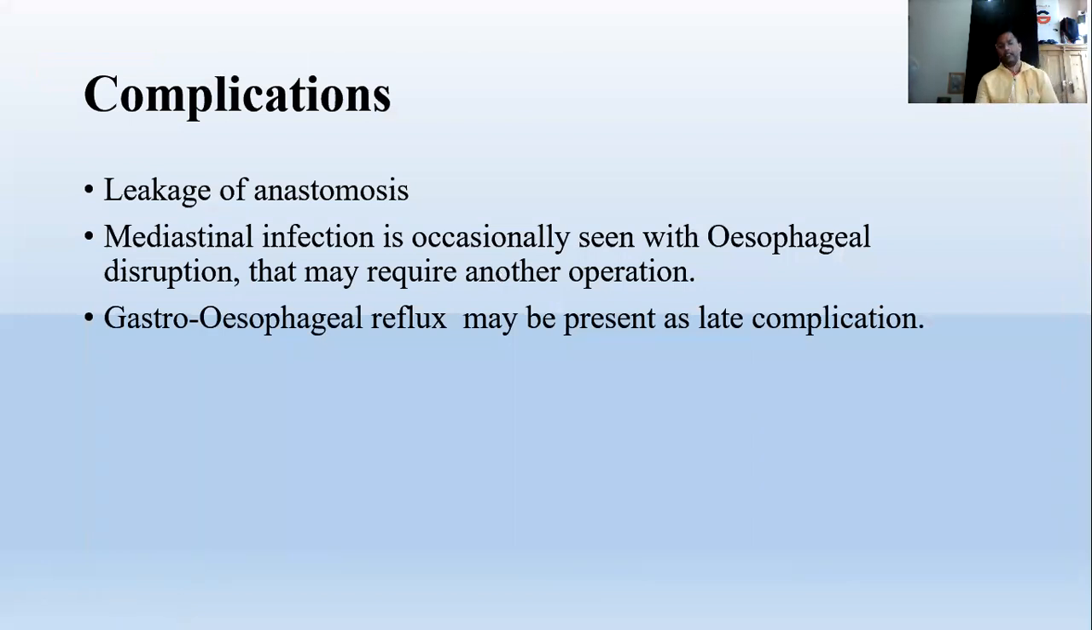So what complications may occur in these procedures? The first complication is leakage of the anastomosis, which may occur if you are not skilled, or if you have not closed it properly. If the fusion is not proper, then leakage may be there. And if the leakage happens, then what happens?